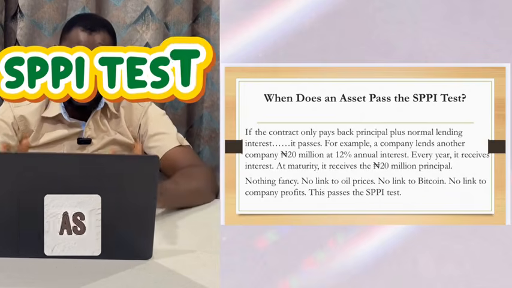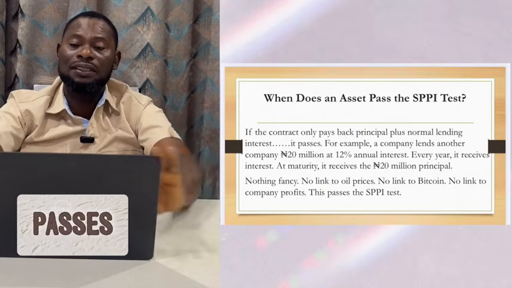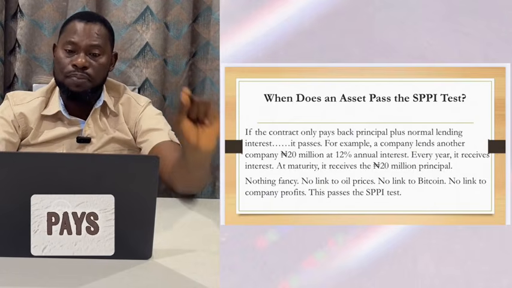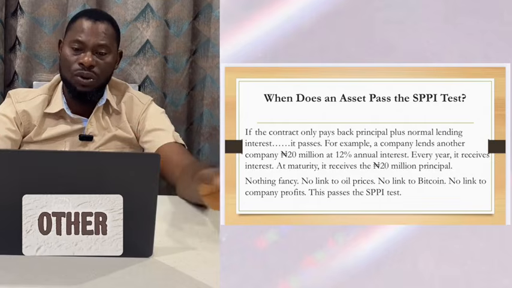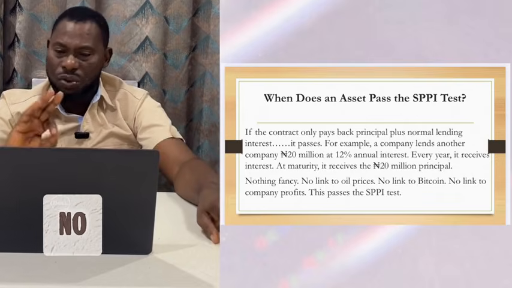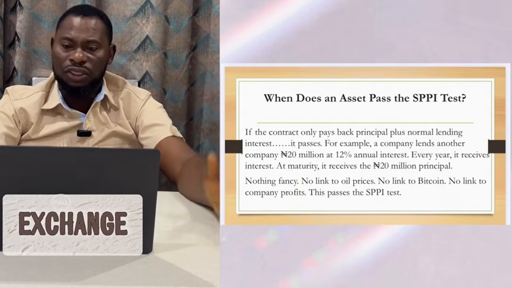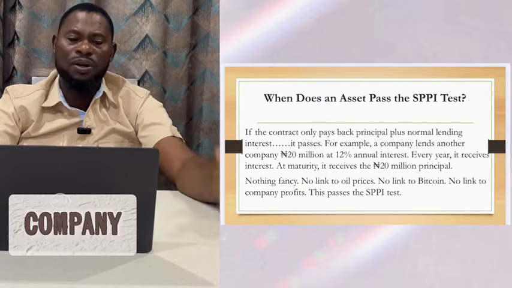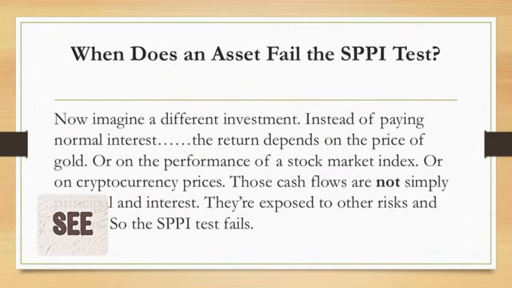It is as simple as ABC. So once a financial asset, once a contract passes this, once it pays back principal plus normal lending interest with nothing fancy, no link to oil prices, no link to Bitcoin, no link to performance of the stock exchange, no link to company profits, then it has passed the SPPI tests. Now let's see when a contract will fail the SPPI tests.